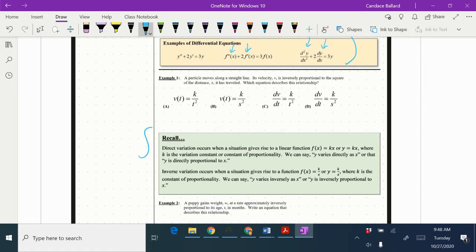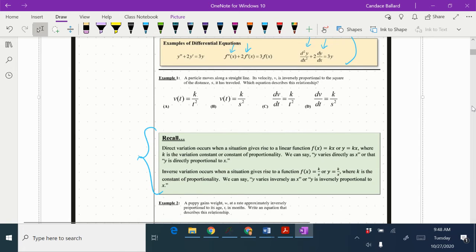It says recall, but it's not likely something that's been in our high school math curriculum. You may have seen it in middle school, but again, with Common Core, it's kind of cut out in places. So let's understand what this is, and once you understand the definitions, these problems become very easy.